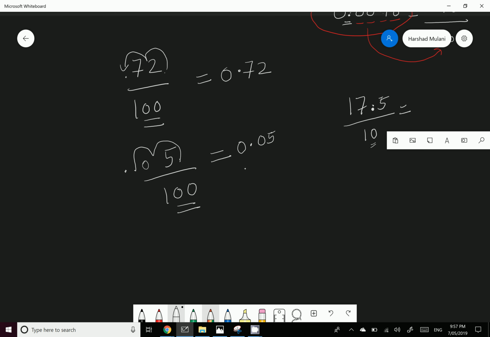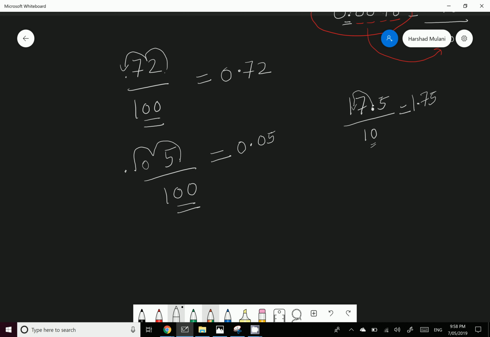All you have to do is, your decimal point here is after 17, so all you have to do is move it 1 place, because it's divided by 10. So this will become 1.75. So that's how easy it is to convert any fraction that has zeros at the bottom to a decimal.